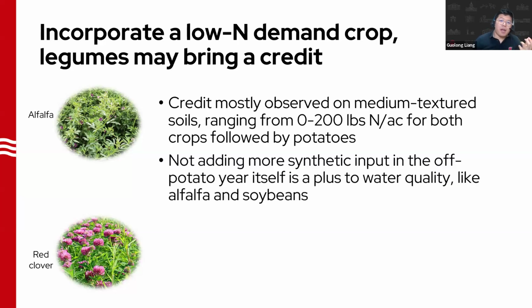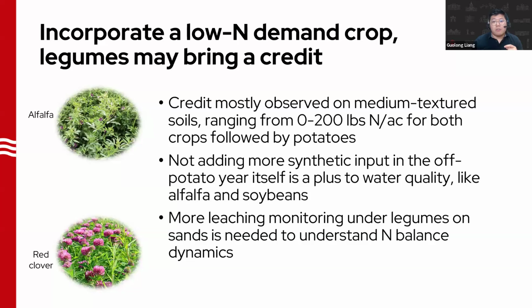But now if we take a step back, right, one of the benefits of including a legume in the potato rotation is that it does not require extra nitrogen in order for the crop to grow. This by itself provides water quality benefits. And another example within this group is soybeans. However, we do need to recognize that more leaching monitoring under legumes on sandy soils is needed for us to better understand the nitrogen balance dynamics for that specific combination.